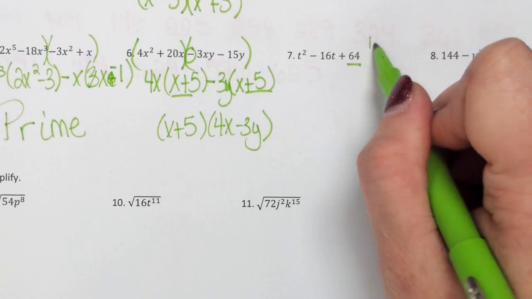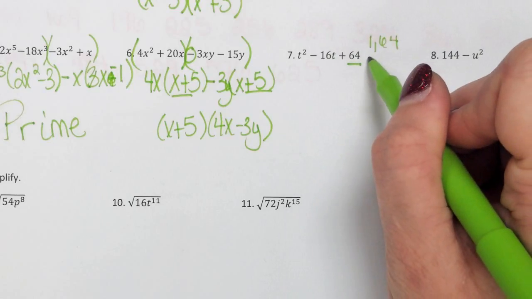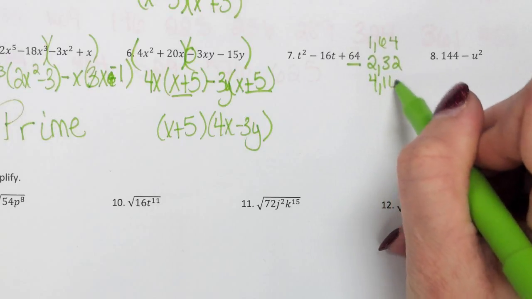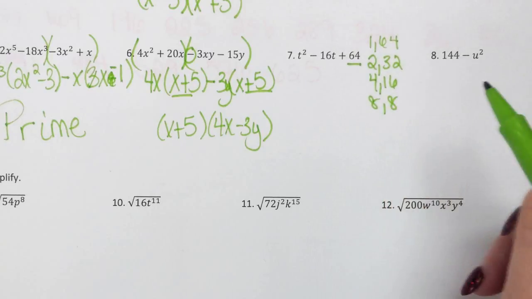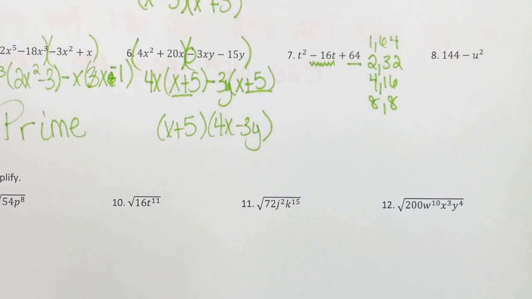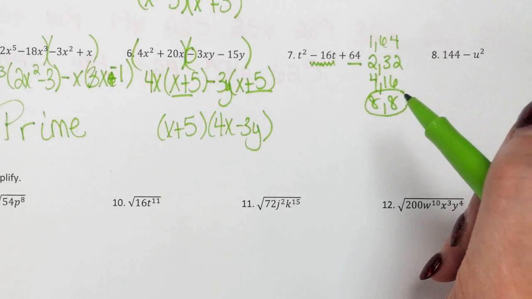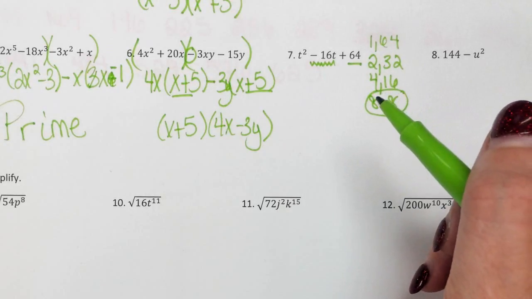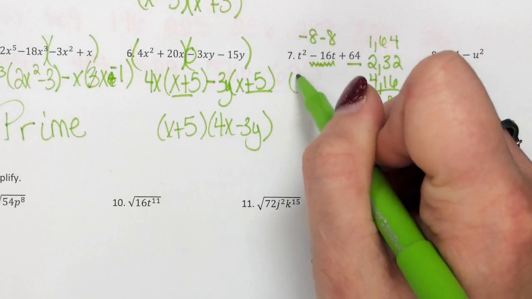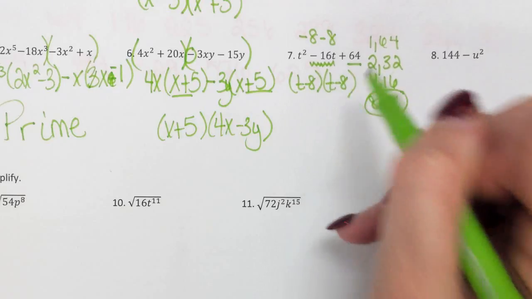Okay, so you got 1 and 64. What else multiplies to be 64? 2 and 32. 4 and 16. 8 and 8. All right, which one adds or subtracts to be negative 16? If you add them, that'd be positive. I mean negative. Negative 8 and negative 8. Very good. So t minus 8 and t minus 8.